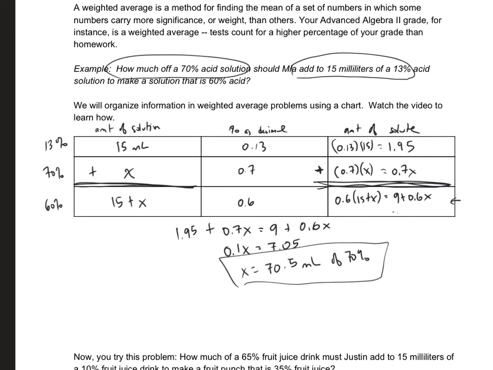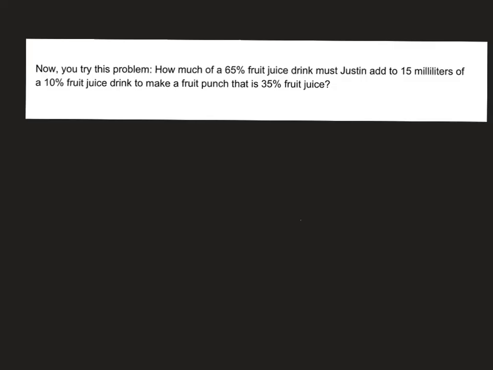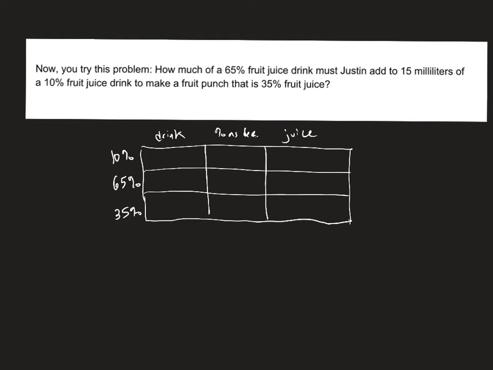Now, pause the video and start working on the second problem, and I'll work it in rapid succession. All right, first I will draw my chart. Notice I've labeled my columns to match my problem, so it's drink and juice instead of solution and solute. I'm going to change my percentages to decimals. I'm going to add in my amounts of drink that I know and don't know, and use those with percentages to calculate the amount of juice.